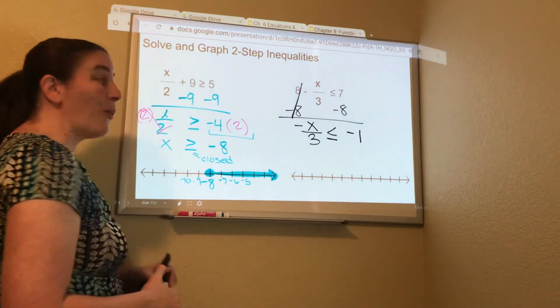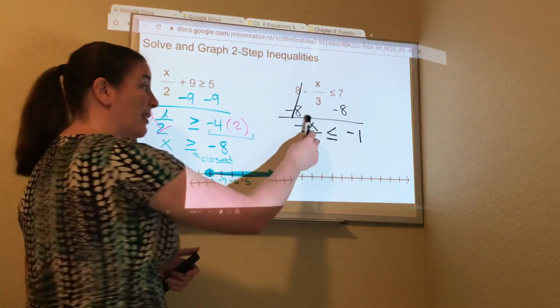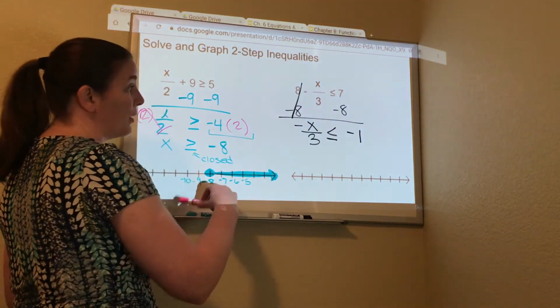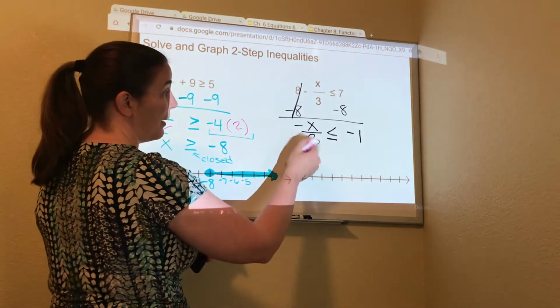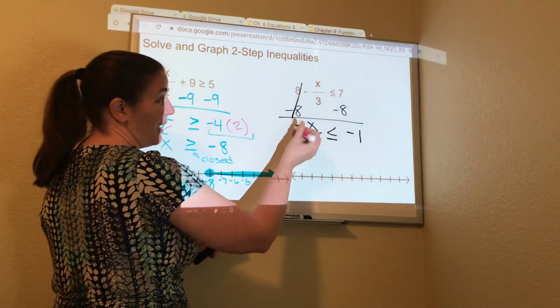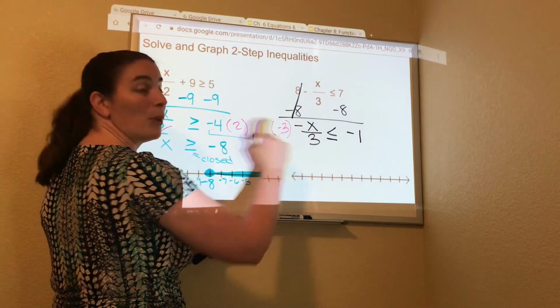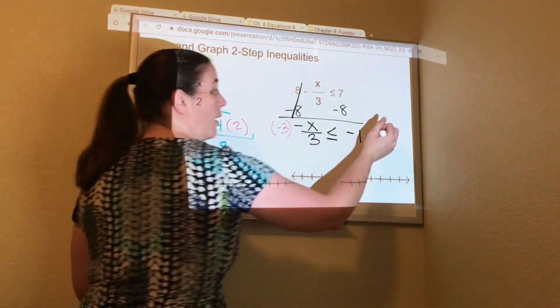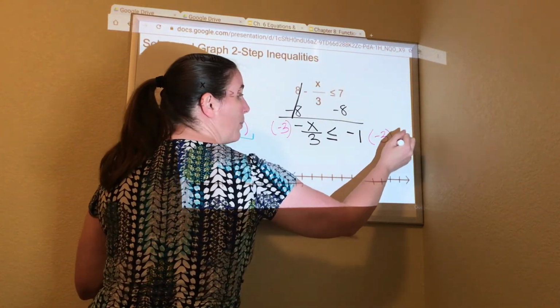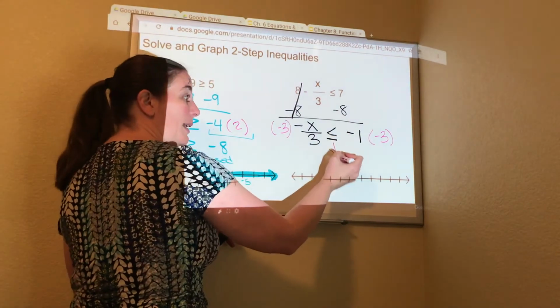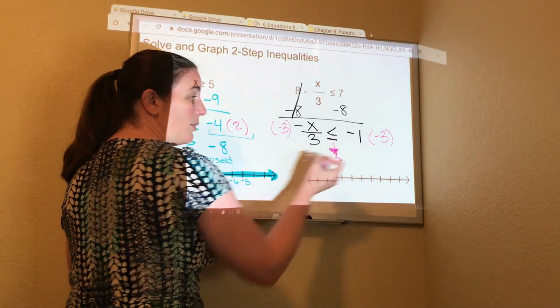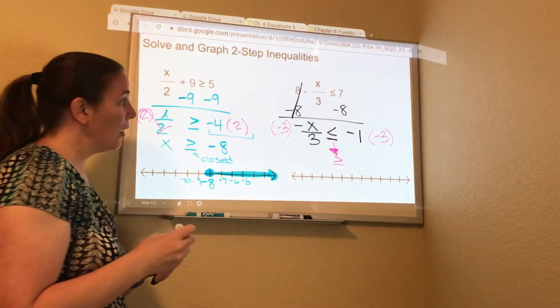All right, I want to get rid of that negative to make this x positive. So I am now going to multiply, because it's divided by 3, or you can say it's divided by negative 3. I'm going to multiply by a negative 3, so that the negatives will cancel out. Now remember, when I multiply by a negative, I've got to switch the sign. So I'm going to do that before I forget about it.